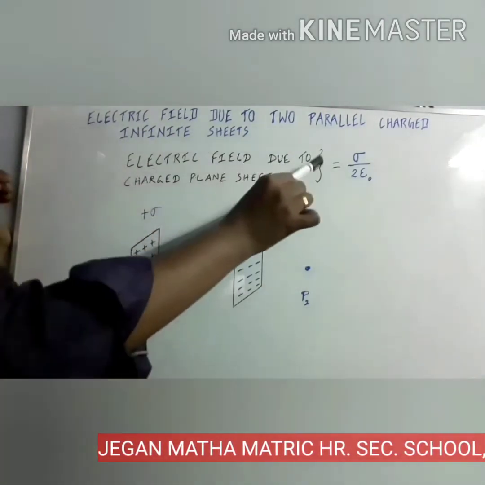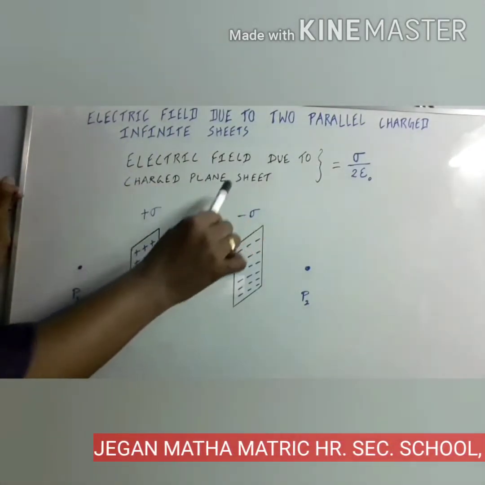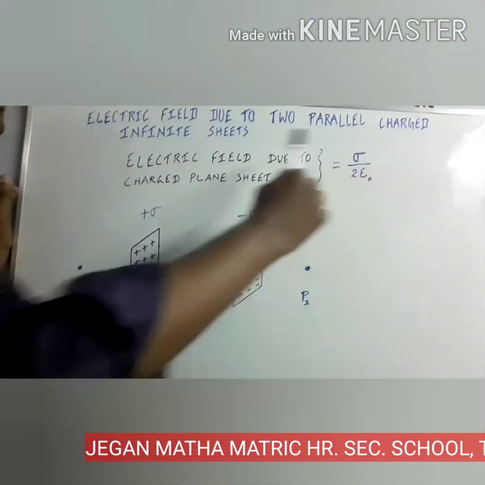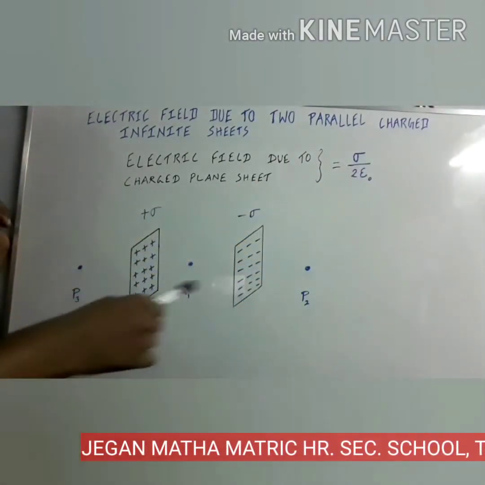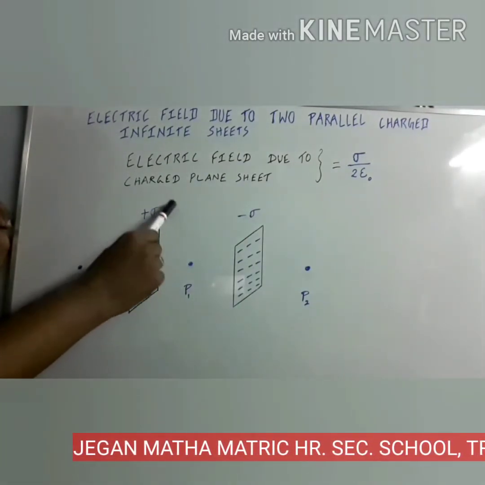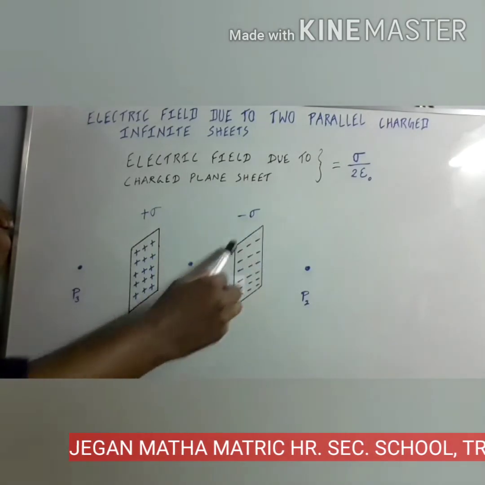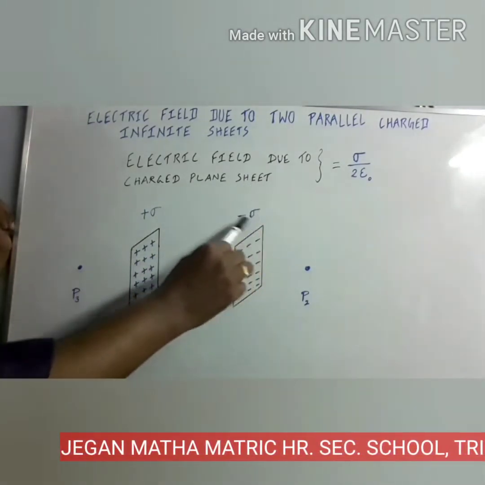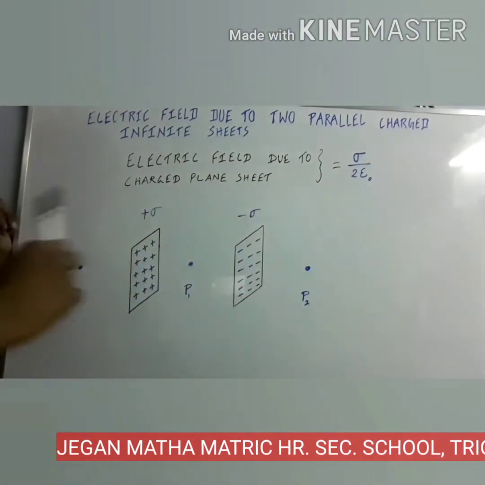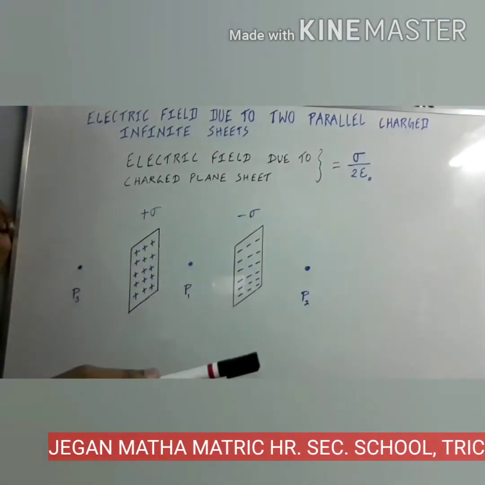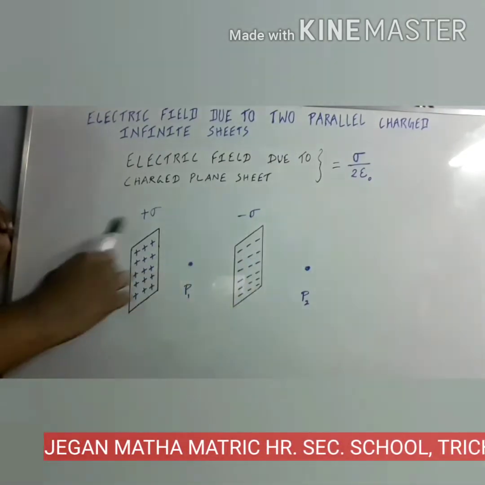We know that the electric field due to an infinitely long charged plane sheet, that means only one sheet, is sigma by 2 epsilon naught. Now we are going to take two sheets. The first sheet has positive charges, with surface charge density plus sigma, and the second sheet has negative charges. The surface charge density of the second sheet is minus sigma. Now we are going to take 3 different points, and we are going to find the electric field due to these parallel sheets at those 3 points.